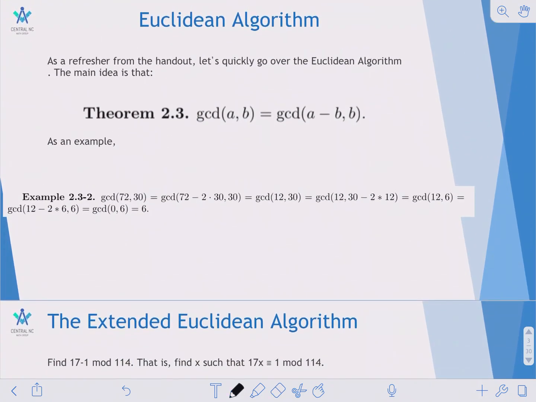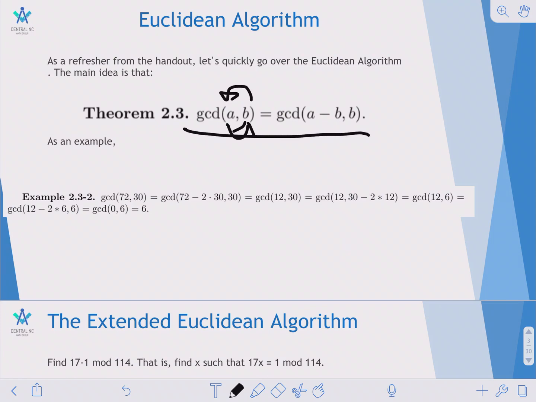As a refresher, let's go over the Euclidean algorithm. Basically, the algorithm stems from this one fact, that the GCD of two numbers a and b is equal to the GCD of a minus b and b. Basically, what you can do is simplify the numbers in the GCD. You can subtract one number from the other and keep doing that. And then once a becomes less than b, you can subtract a from b. And then you just keep subtracting until one number actually reaches 0, at which point you know the other number must be the GCD.